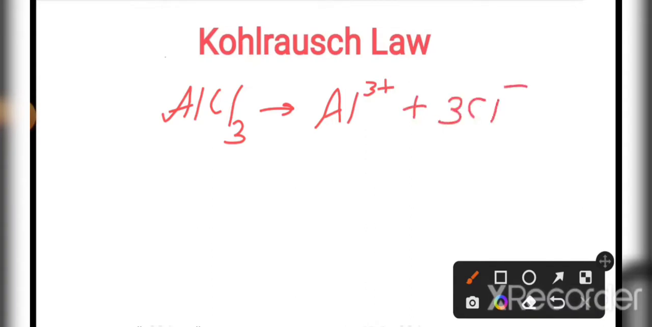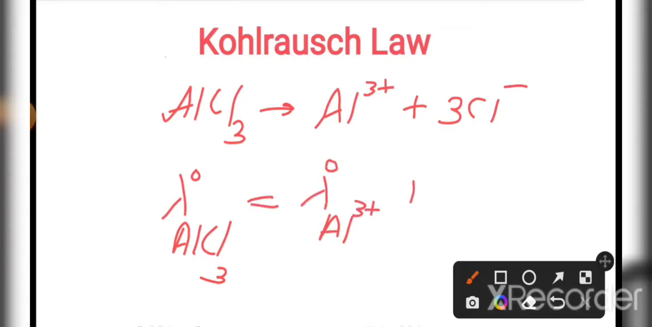Now if you write for aluminium chloride, the formula is AlCl3, and we split this into aluminium ion plus 3 Cl negative. Now we apply the Kohlrausch law: lambda m naught value for aluminium chloride is equal to lambda m naught for aluminium ion plus, because it gives rise to three chloride ions, thrice the lambda m naught value for Cl negative. So this is the Kohlrausch law.